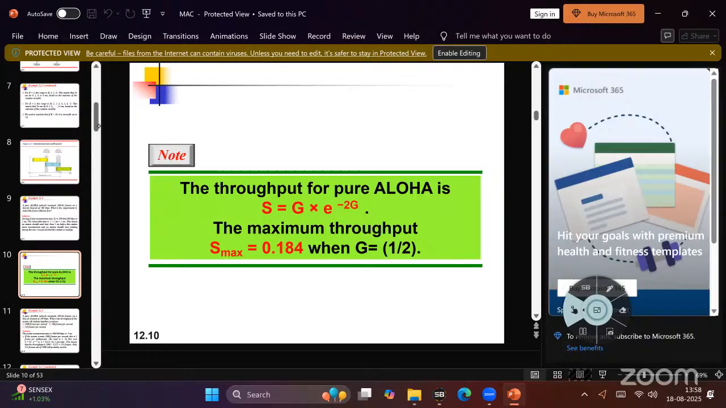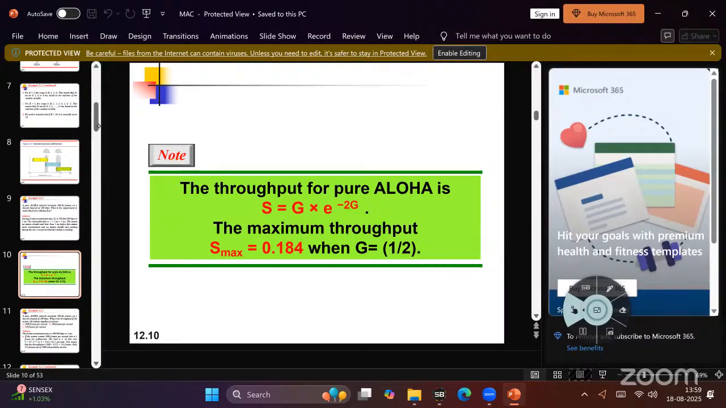Whether it is busy, we need to wait a random amount of time. So again, we need to check the channel. If the channel is idle, we need to transmit the data. If it is busy, we need to wait a random amount of time. If multiple senders are sending data at the same time, a collision will happen.